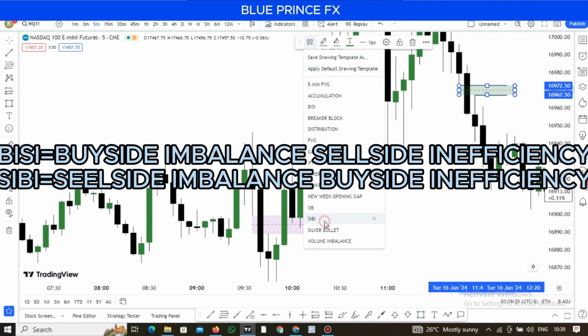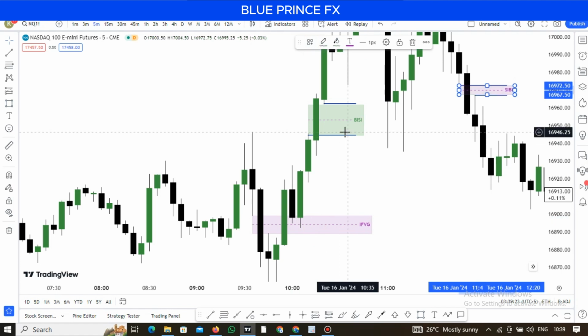This is buy side imbalance, sell side inefficiency. The market was inefficient on the sell side. So here we have sell side imbalance and buy side inefficiency. The market offered sell side price only but did not offer buy side. Okay, so now that we understand fair value gaps, let's go into inversions.